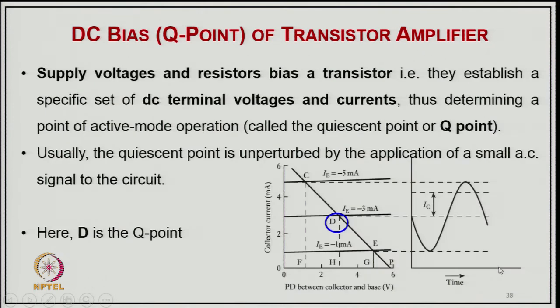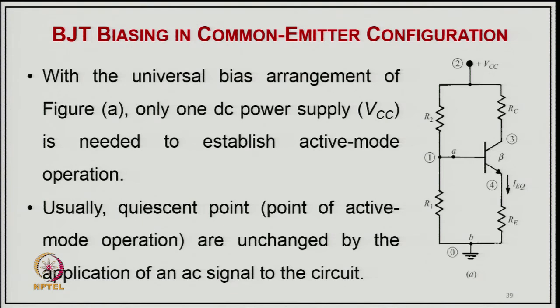Note that the lower case subscript ic indicates the RMS AC value, corresponding to the capital subscript IC for the DC value. The supply voltage and resistors bias a transistor; they establish a specific set of DC terminal voltages and currents, and thus determine the point of active mode operation called the quiescent point, typically the Q point. The quiescent point is unperturbed by the application of a small signal to the circuit, and hence it is typically called the quiescent point. So, your characteristic will be moving over this, as you can see here how the IC is moving with the offset in this case.